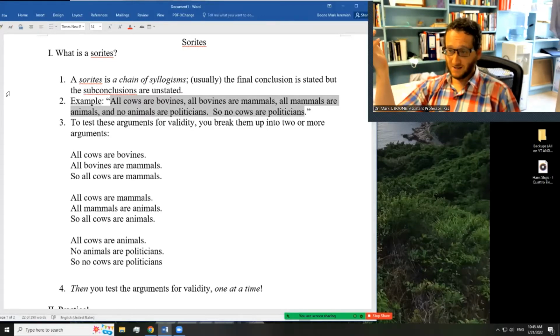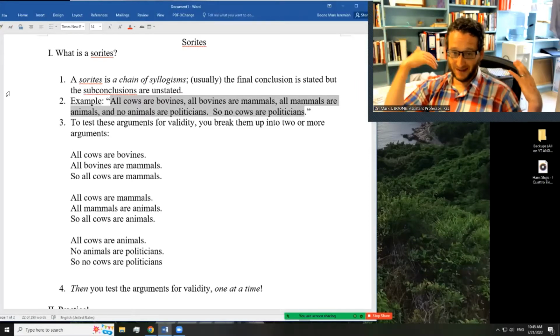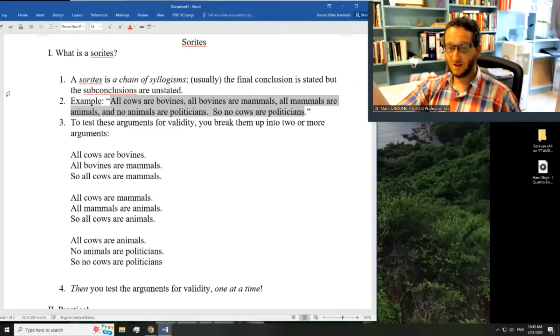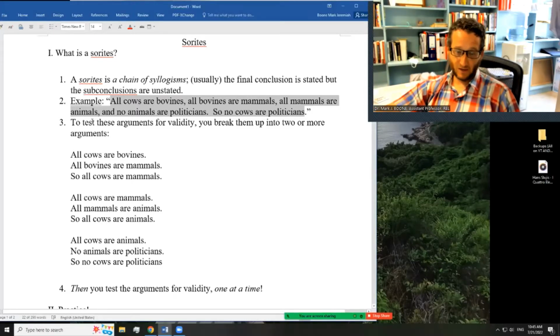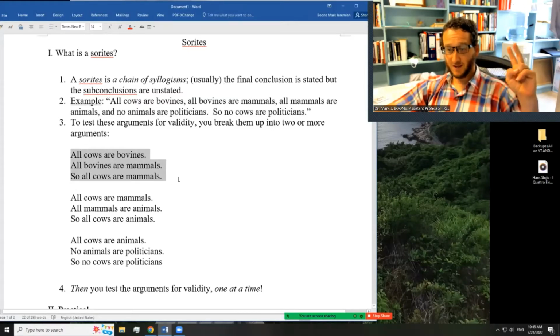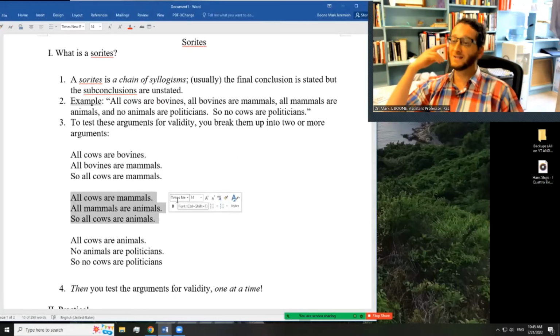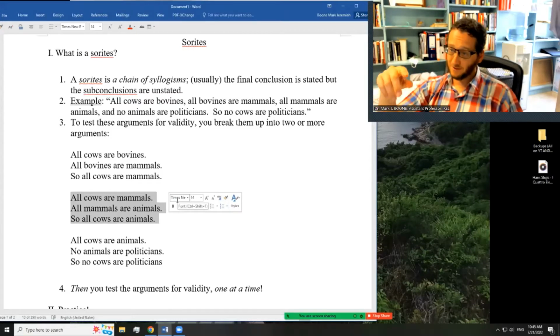That is a chain of syllogisms in Barbara. So that's what a Sorites is, and what do we do with them? Well, we break them up into their constituent syllogisms and check each syllogism for validity by itself. In this argument, our syllogisms are, for the first two premises plus the first unstated subconclusion: all cows are bovines, all bovines are mammals, so all cows are mammals. For the next one, premise plus its unstated conclusion: all cows are mammals, borrowing the subconclusion from the first syllogism, all mammals are animals, so all cows are animals.